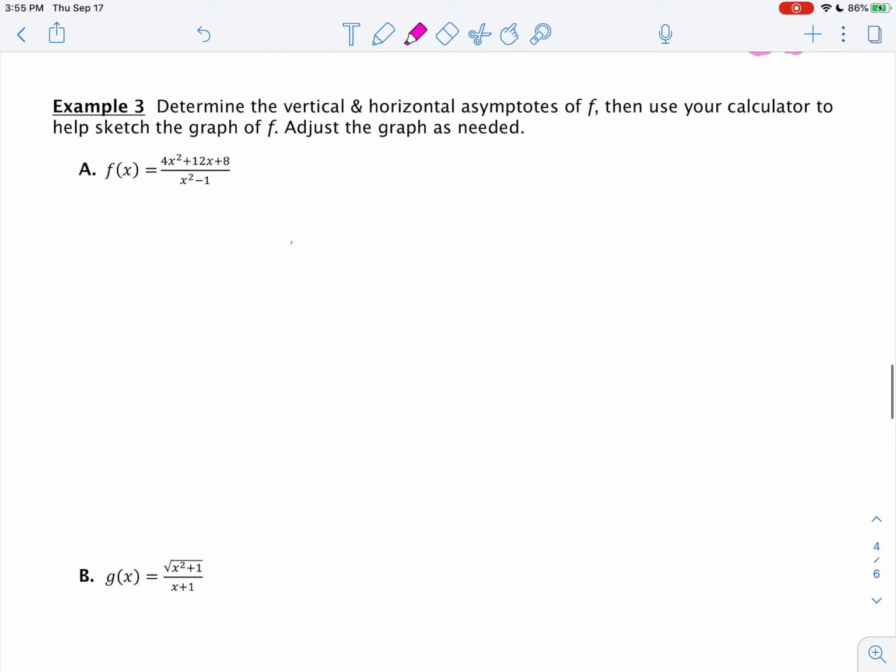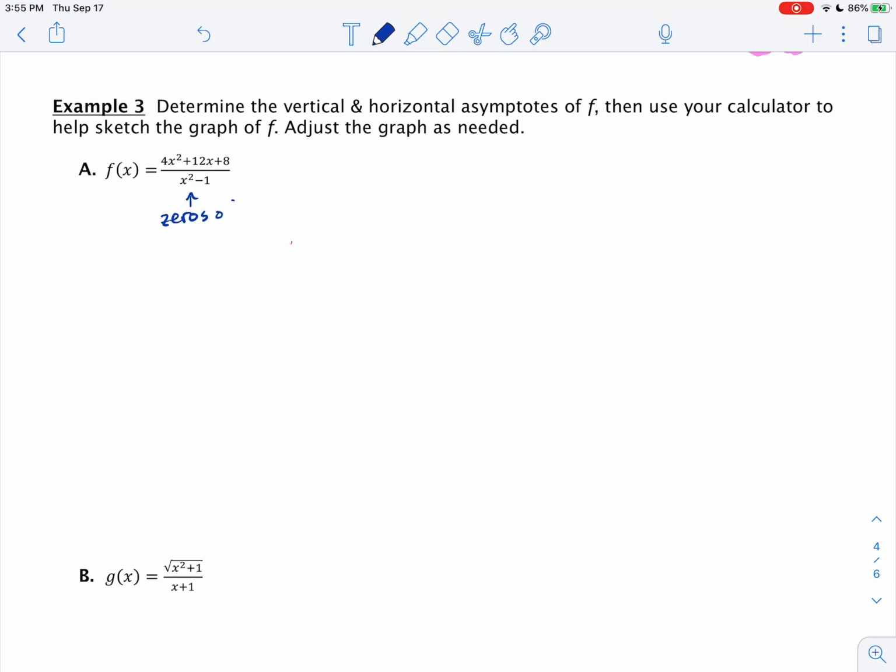Okay. I'm going to do this very first one. How do we find our vertical asymptotes and our horizontal asymptotes of f? Okay, so how do we find our vertical asymptotes?